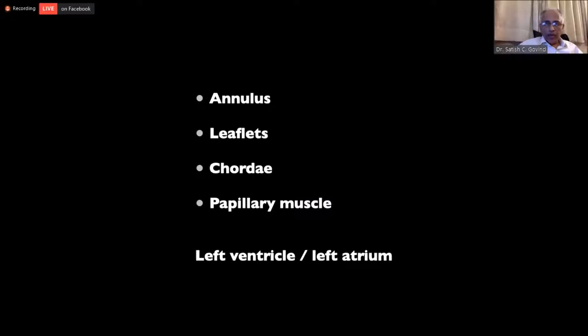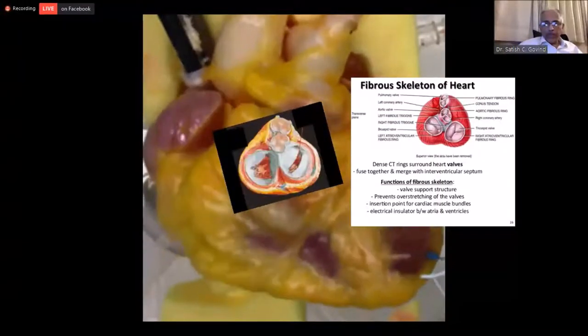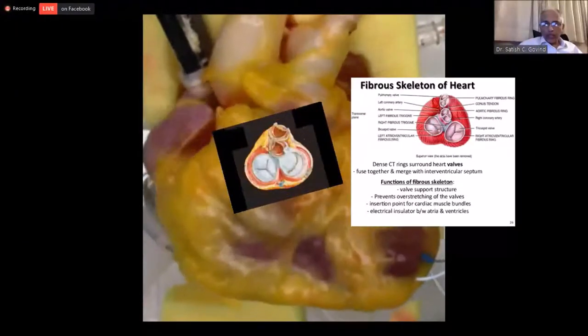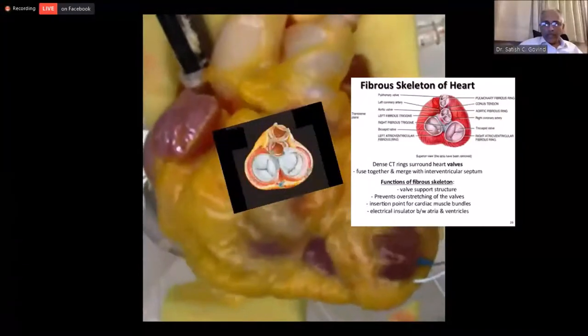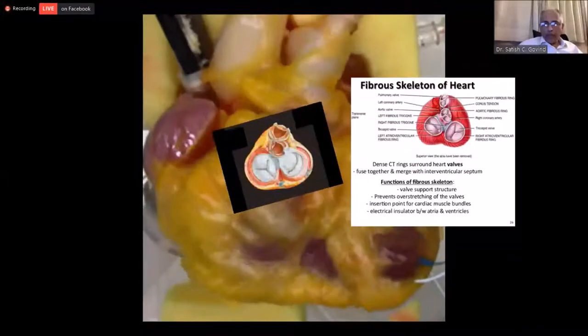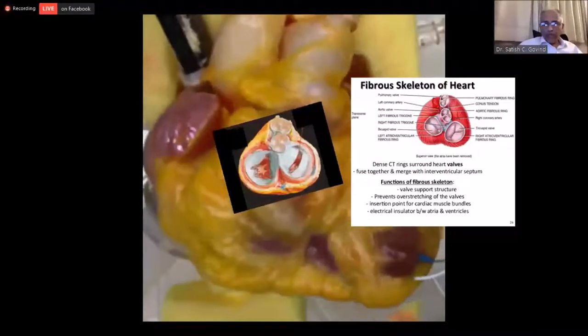So it has the annulus, leaflets, the chordae, the papillary muscle, the left ventricle, and the left atrium also, since they are involved in mechanisms which can lead to problems, so they are also indirectly part of the apparatus. Now, a few important points as far as the valve is concerned in terms of anatomy. One needs to know that there is something like a fibrous skeleton of the heart. This is dense connective tissue which wraps itself around all the four valves. But when it comes to the mitral valve, it is the thickest because it is the left ventricle which it has to support. This is something one has to be aware of.